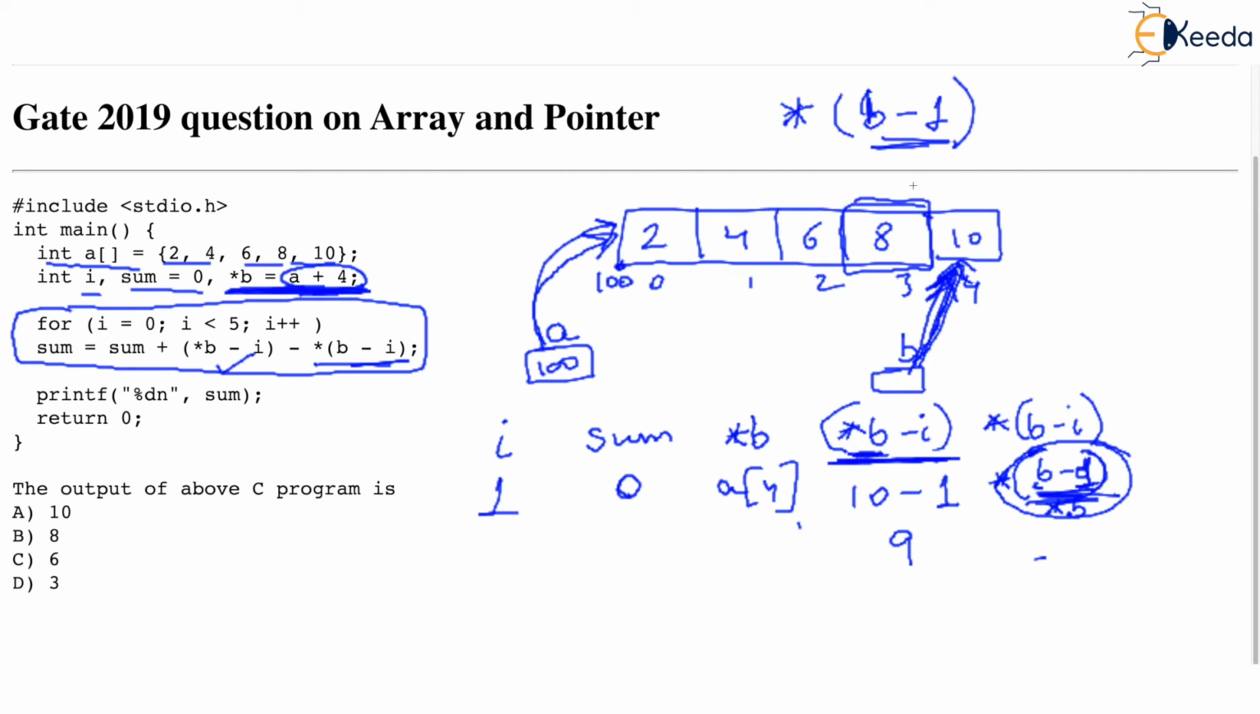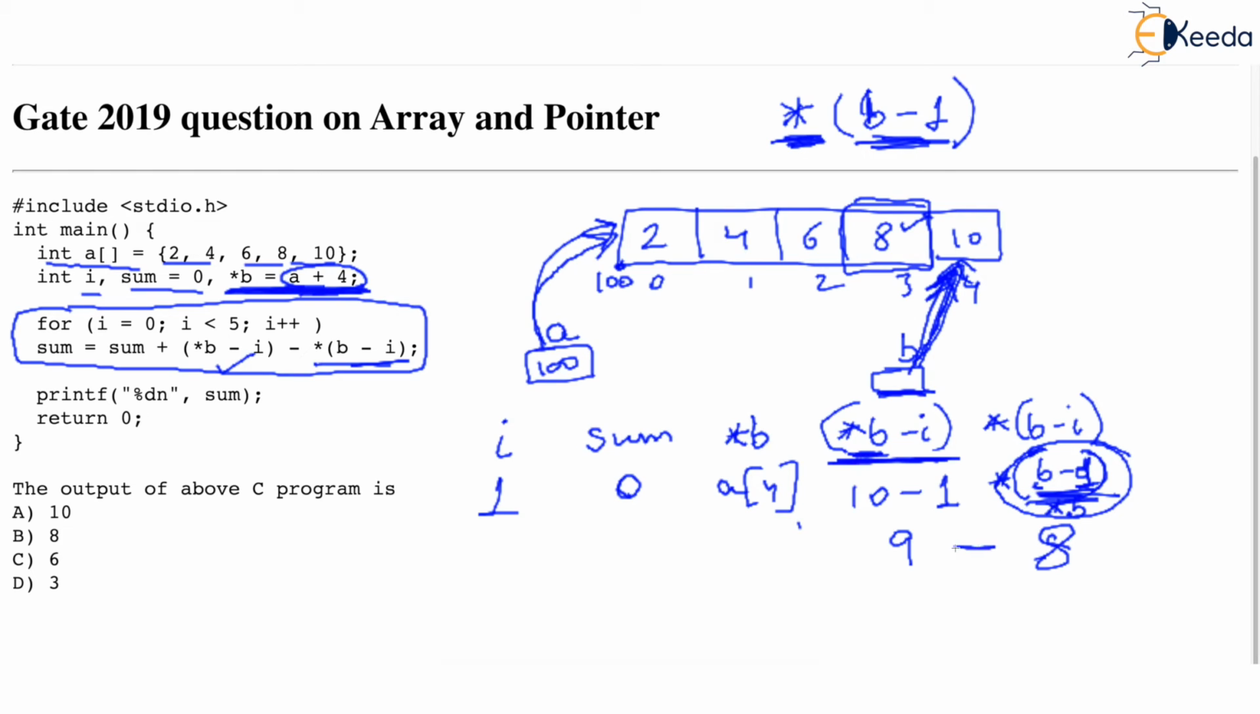One integer behind b minus 1. B right now is giving us the address of the fourth element. So b minus 1 will give us the address of the third element, and the asterisk is written before that. So we are going to get the value 8. This is going to constitute 8.